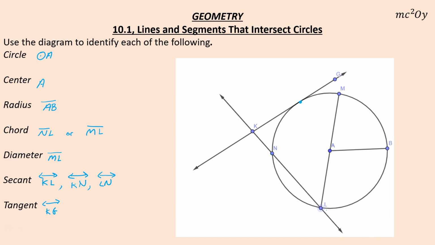Good. I guess for a radius, we could also say AL and AM if we wanted, right? Okay. I didn't write "or" here, but these are all "or." They don't have to all be said.